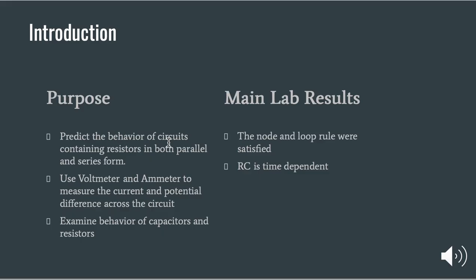The purpose was to predict the behavior of circuits containing resistors in both parallel and series form, use voltmeters and ammeters to measure the current and potential difference across the circuit, and examine behaviors of capacitors and resistors. And the main lab results were that the node and the loop rule were satisfied, and RC is time dependent.